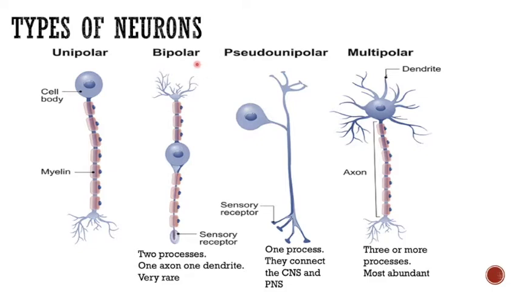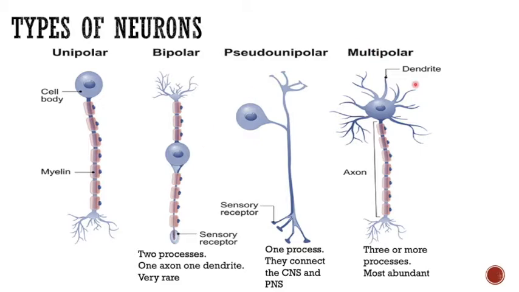Now let's move to the bipolar, and bipolar comes from the word 2, and as we can see here, we have 2 processes coming out of the central soma. One of them is going to be considered an axon, and the other one is going to be considered the dendrite, or the receiver of information. That's why in here it's described as a sensory receptor, and this type of cell is very, very rare to find in our body. They're normally associated with the sensory functions of the nervous system.